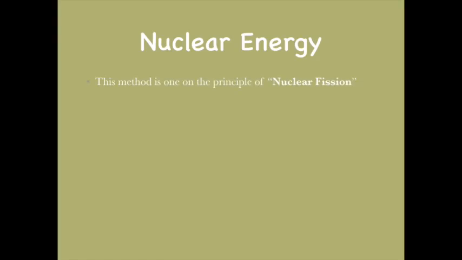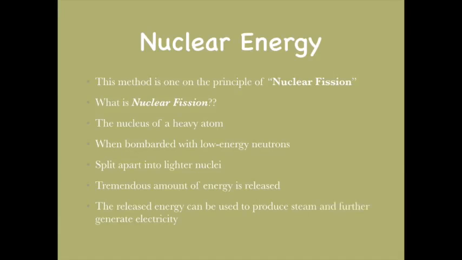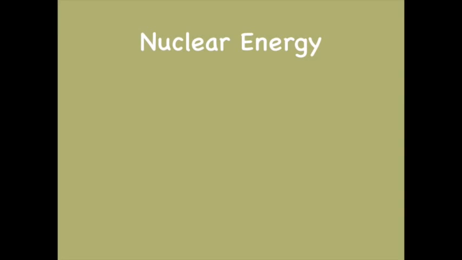Now let's discuss nuclear energy. This method is based on the principle of nuclear fission. So what is nuclear fission? The nucleus of a heavy atom, when bombarded with low energy neutrons, splits apart into lighter nuclei. When this process happens, a tremendous amount of energy is released. The released energy can be used to produce steam and to generate electricity. This is very efficient, but it's highly dangerous.